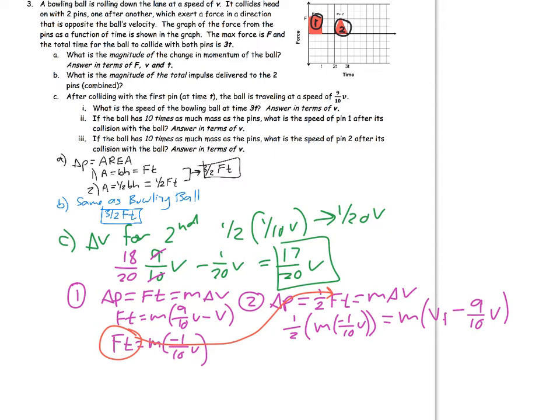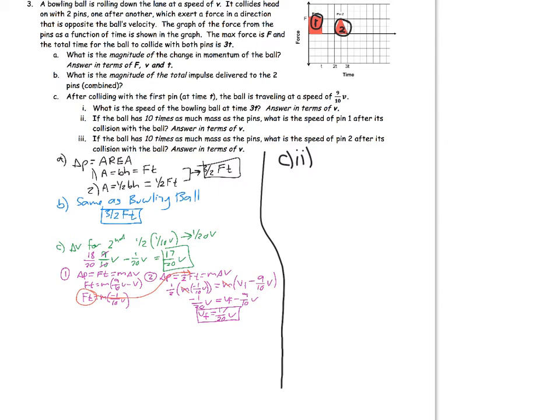And so we can go ahead and cancel out our m's here, and what we end up getting is negative 1/20th v equals v final minus 9/10 v, and we add that 9/10 v over to the other side, combine those fractions, and we end up getting an answer once again of 17/20 v.